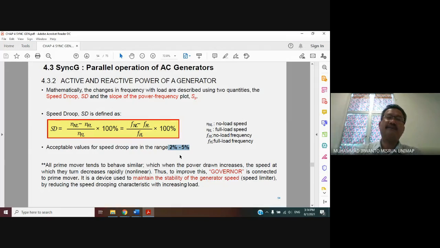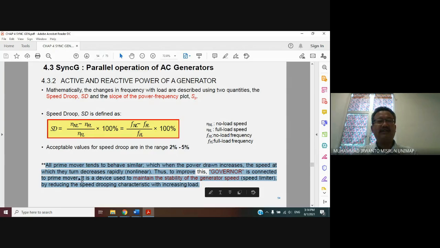Okay, and then look at this one. Besides, all prime movers tend to behave similarly: when the power drawn increases, the speed at which they turn decreases rapidly. Thus, to improve this, a governor is connected to the prime mover. It is a device used to maintain the stability of generator speed by reducing the speed drooping characteristic with increasing load.